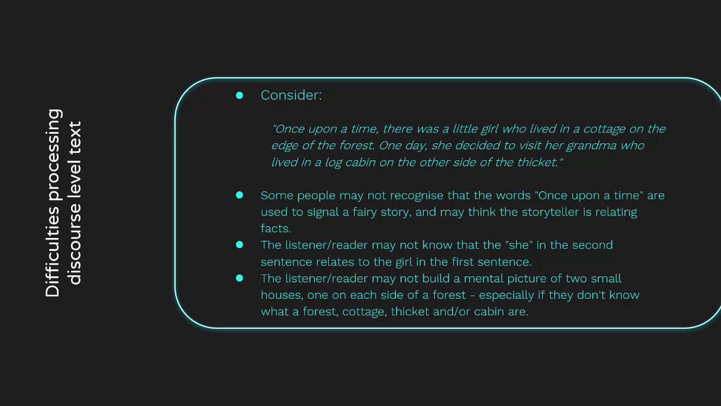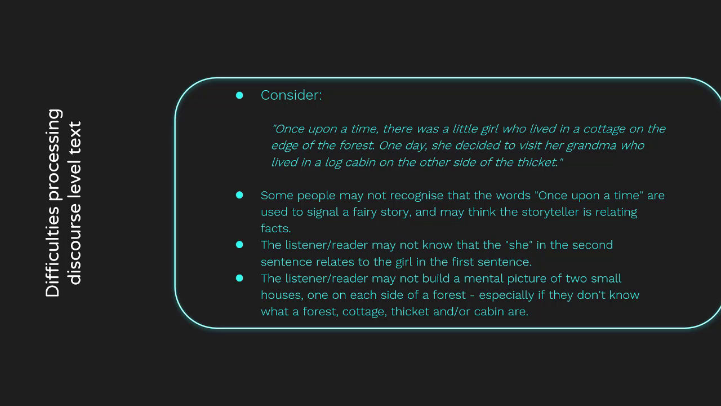So another thing that can happen is obviously having difficulties processing at the discourse level. And by discourse level, we're talking about connected speech, we're talking about conversation, we're talking about stories, we're talking about recounts, we're talking about language that isn't just single sentences, it's connected. So I came up with an example here of once upon a time, there was a little girl who lived in a cottage on the edge of the forest. One day, she decided to visit her grandma, who lived in a log cabin on the other side of the thicket.